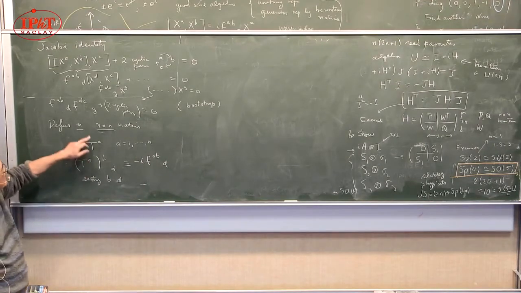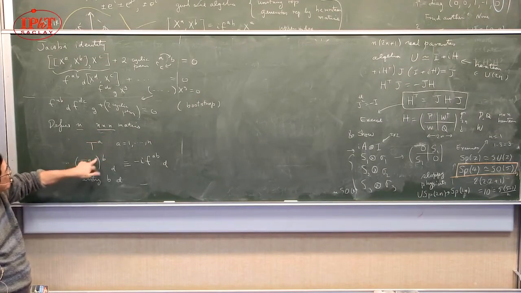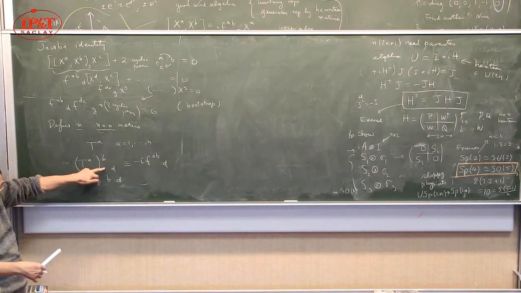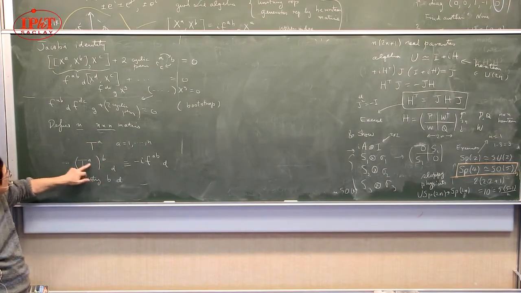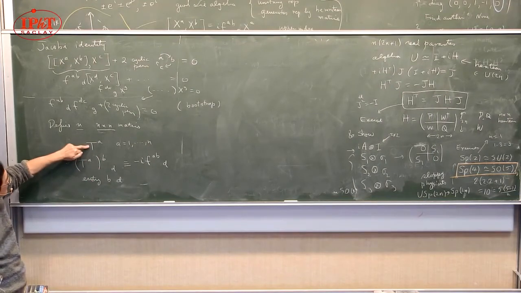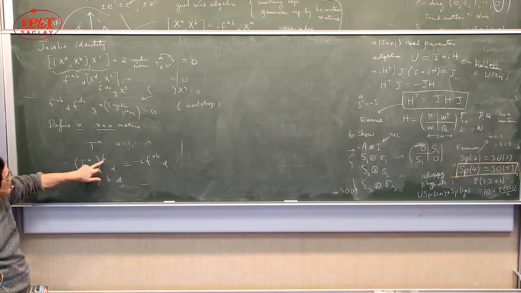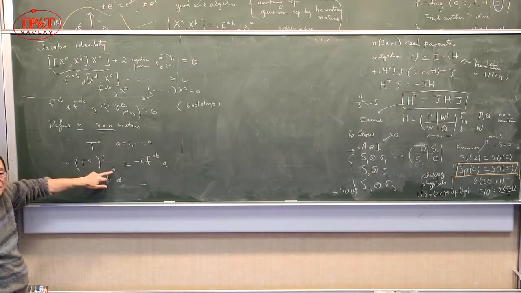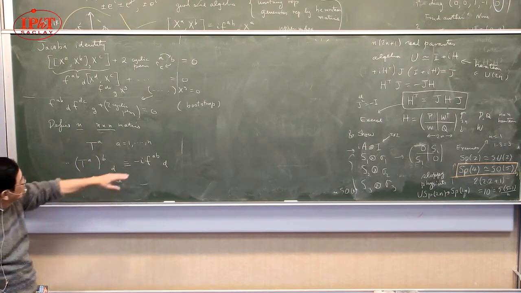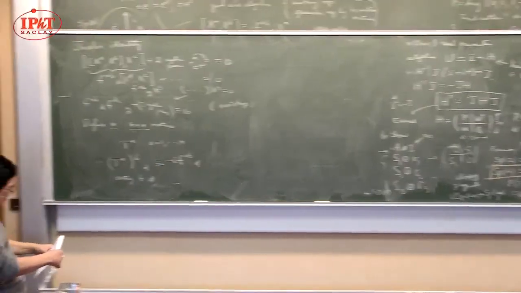So everything is n by n. B and D run over n by n values. But A is now labeling the matrix. It tells you which matrix you're talking about. And then B and D tell you which row and which column. And it's given by the structure constant.